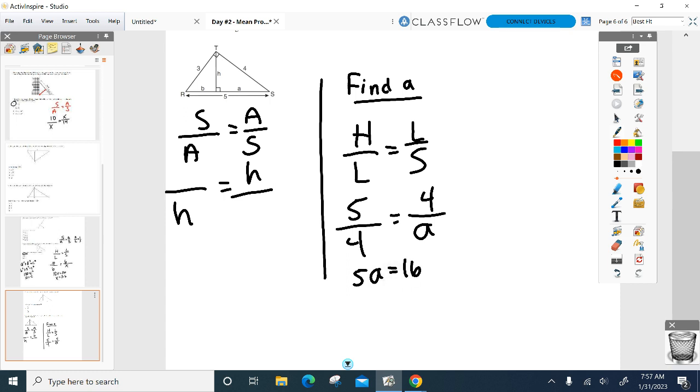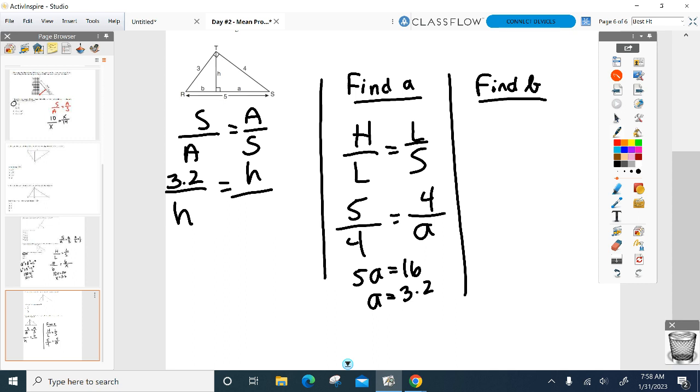5A equals 16. A equals, what's that? 16 divided by 5, anybody? 3.2. All right, so there's A, 3.2. So there's one segment, 3.2. Do I need to do Hills all over again? You can if you want to find B, but does anybody have a little quicker, more efficient way? Yep, B is going to be equal to 5 minus the 3.2 I just found. What's that, 1.8?